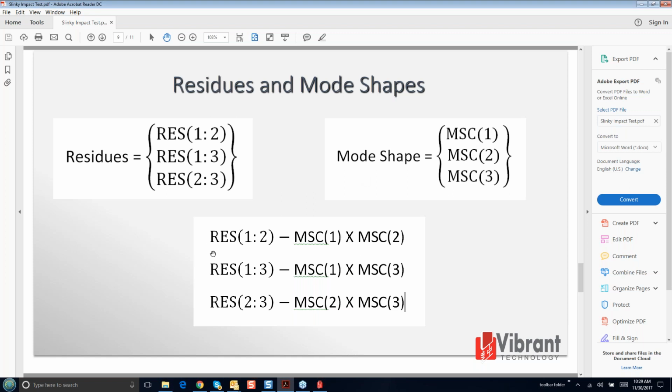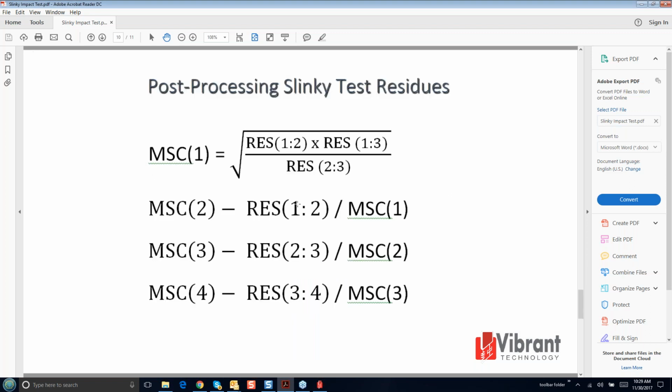Well, here's the relationship between residues and mode shapes, and this is as much math as you need to know: a residue between DOF 1 and 2 is really the product of the mode shape component at 1 times the mode shape component at 2, and so on. Point 1 and 3 is 1 and 3 multiplied together, and so forth. So after we've curve fit this Slinky FRF data, we can take the first 3 measurements: 1,2, 1,3, and 2,3. Do a little math. These are complex values, so we have magnitude and phase, but MEscope can handle all that, and we get a mode shape component of 1. Now that we have 1, we can go to residue 1,2 and divide by that, and now we get mode shape component 2, and so on. We get 3 from 2 and 4 from 3. That's the whole idea. So pretty simple math. MEscope can do these kinds of things.